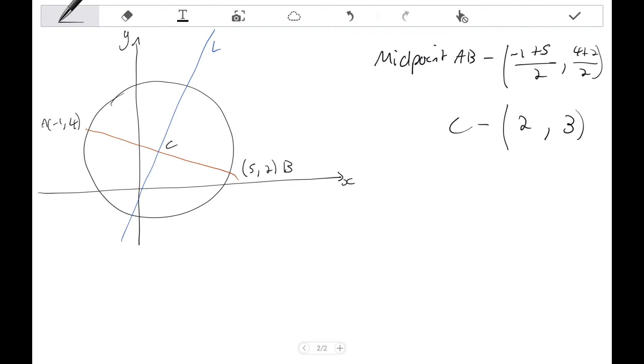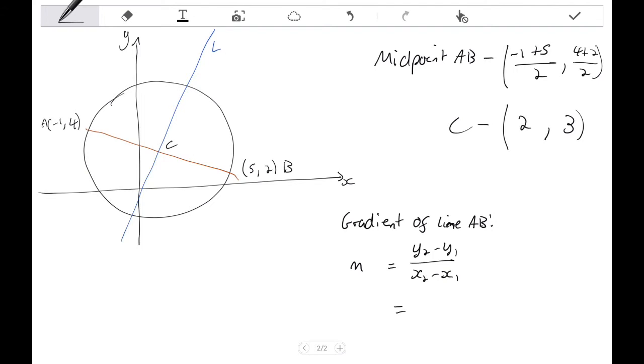The next thing that we're going to want to find out is the gradient of line AB. I'm going to call that m. And that's going to be equal to, from previous maths that we've done, even at GCSE and at C1, the change in y over the change in x. So it's y2 minus y1 over x2 minus x1.